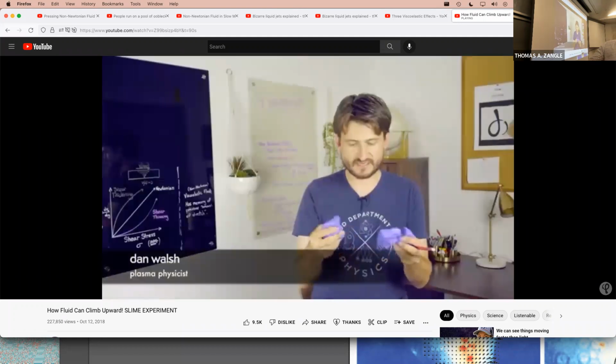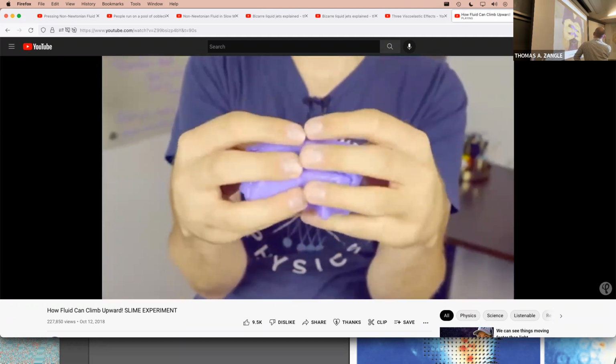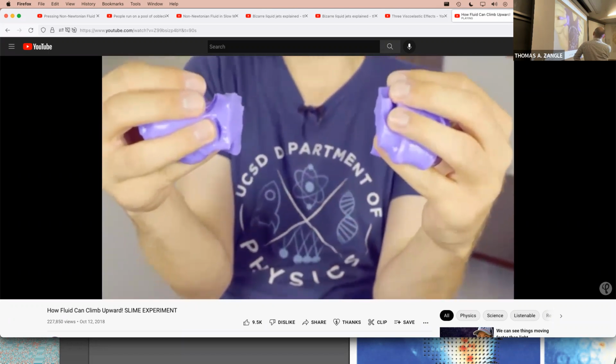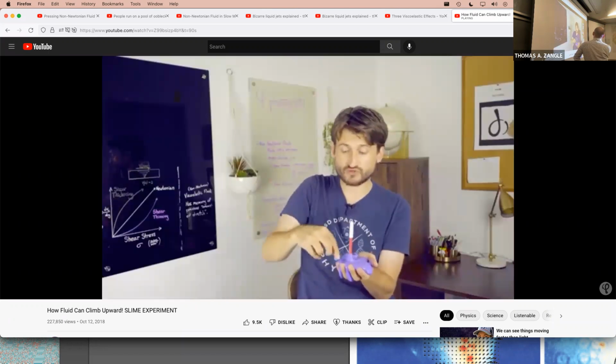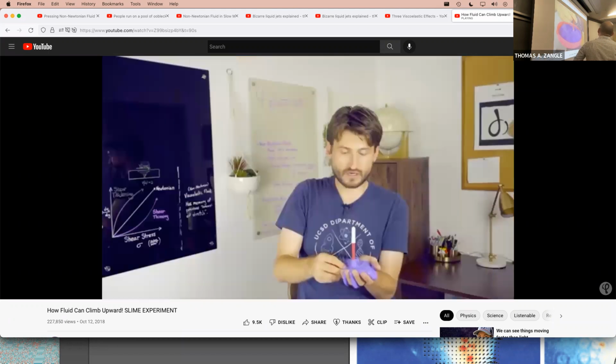So this is what they call slime. It flows like fluid. So if I hold it like this, it'll flow. But if I pull it suddenly, it even snaps. The fluid moving around, getting dragged along, that's going to happen in even water.